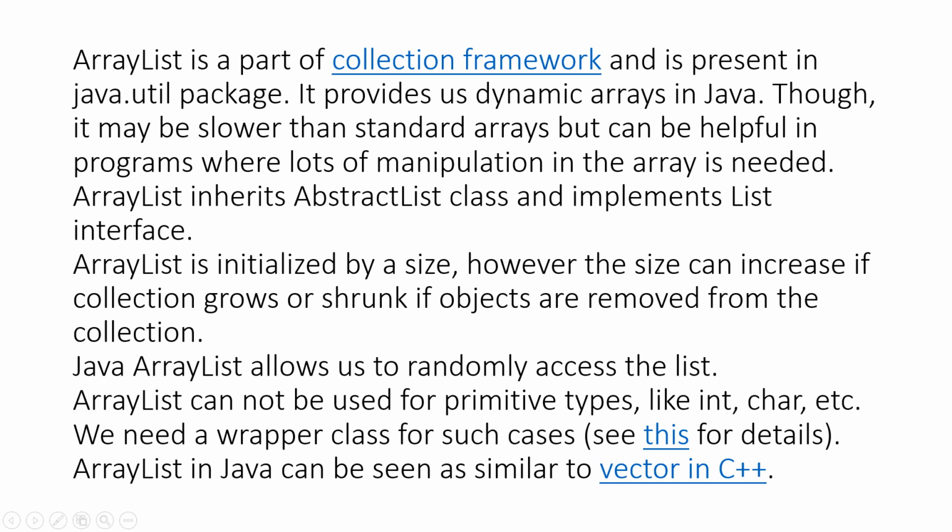This ArrayList inherits the AbstractList class and implements the List interface. ArrayList is initialized by a size, however the size can be increased if the collection grows, or shrinks if objects are removed from the collection. Java ArrayList allows us to randomly access the list, and ArrayList can be used for primitive data types like integer, char, etc. And we need a wrapper class for such cases. An ArrayList in Java can be seen as similar to vector in C++.